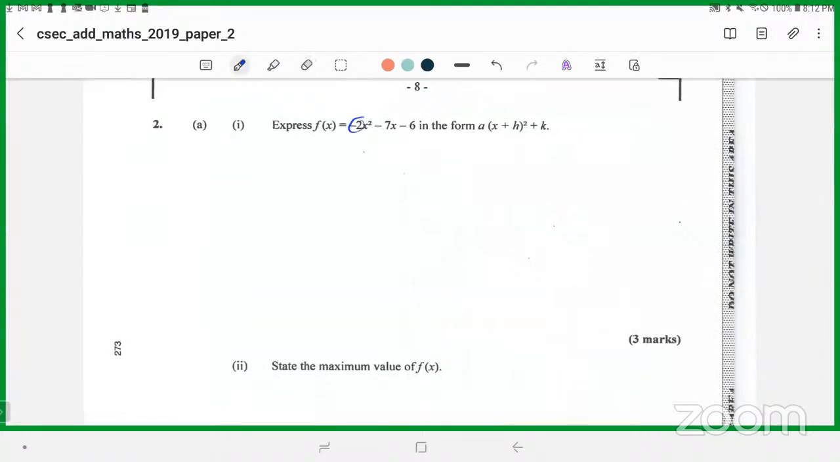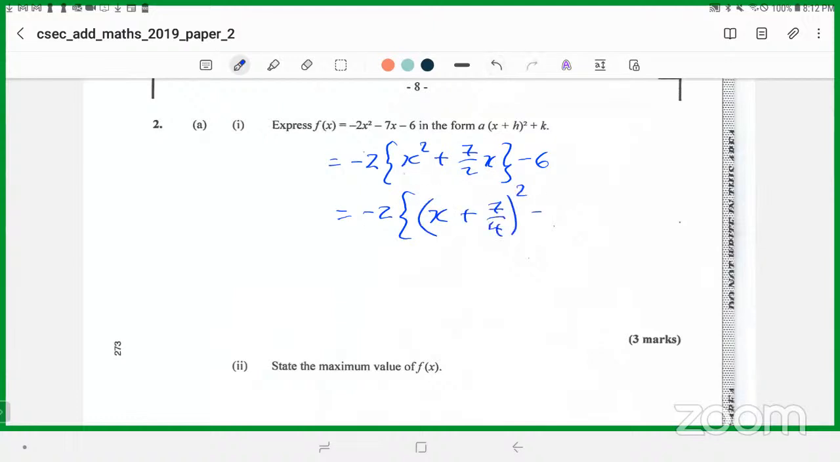And we're going to factor out the negative 2. I have to be careful because it is negative. So this becomes equal to negative 2 into x squared. When you divide this by negative 2, it becomes a positive 7 over 2x. And you have a minus 6 out here. Complete the square inside here now: negative 2 into x, half of this becomes 7 over 4 squared, minus the square of this, 49 over 16, and all of that is inside the bracket.